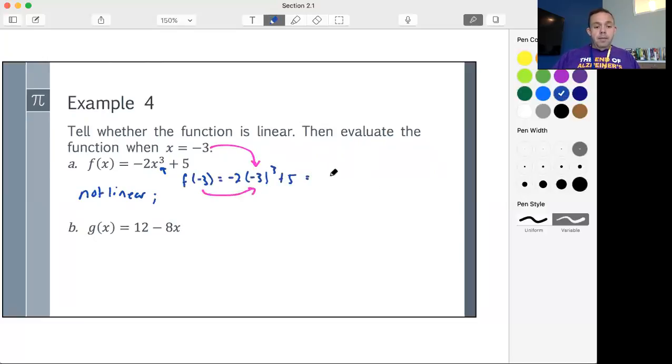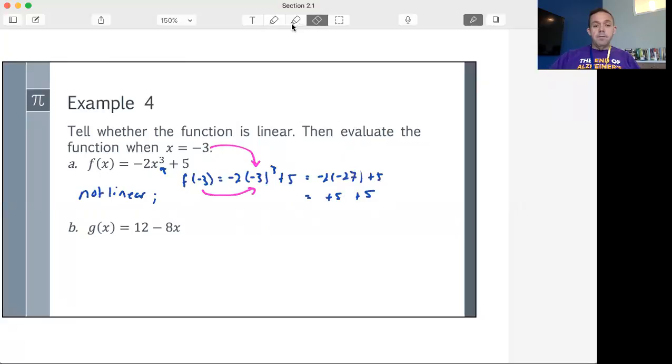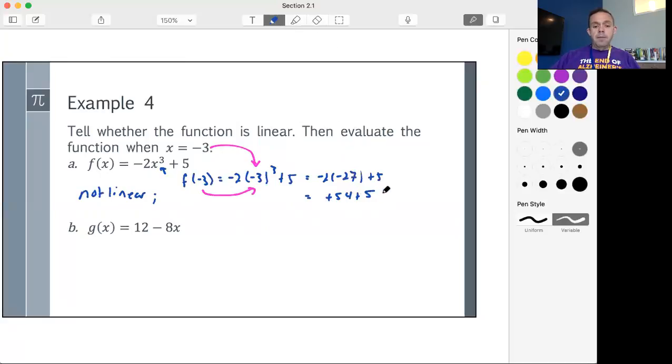Simplifying this, we get -2 times -27 plus 5. So this is going to give me positive 54, excuse me, positive 54 plus 5, and that gives me 59. So the answer: f of -3 equals 59.